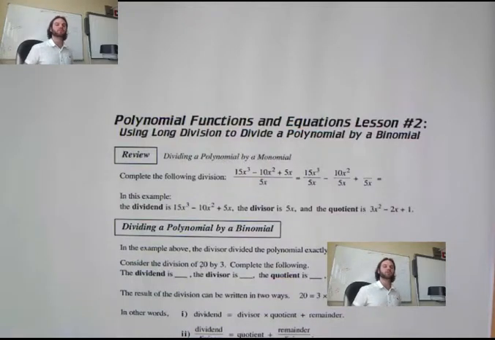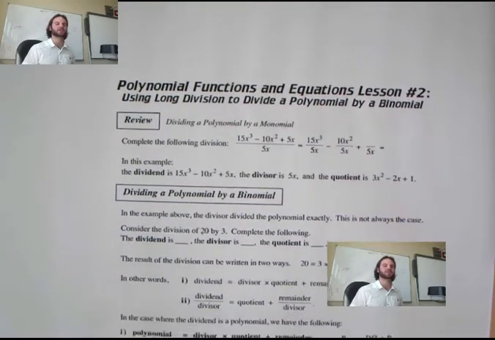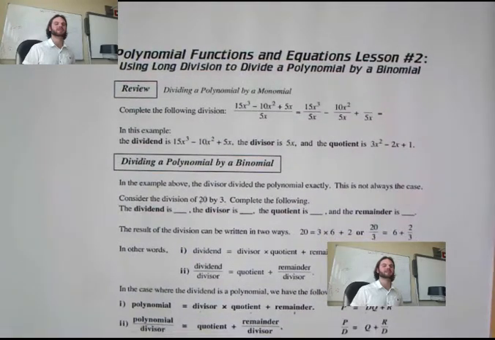Welcome back, Math 30-1. Today we're looking at polynomial functions and equations, lesson 2. In this lesson, we're going to be looking at long division. Yes, long division. Boy, do I remember long division.